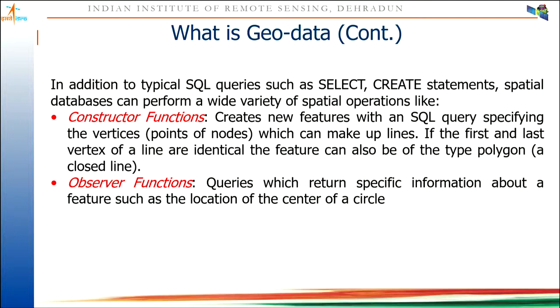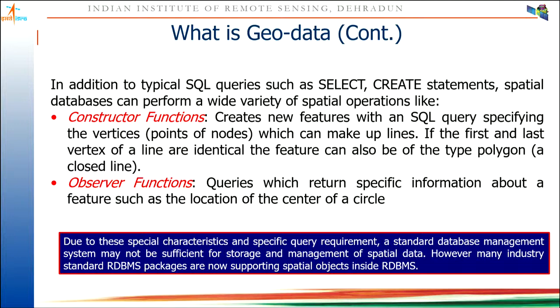Then the next important characteristic is the observer functions, which are queries that return specific information about features, such as the location of the center of a circle. For example, I am creating a circle using different coordinate points, but can I calculate the center of the circle automatically on the fly? Because ultimately I will not store this information in the database; it would be unnecessary storage in the system. So if there is a provision like an observer function, I can calculate any values by using functions or front-end tools. This is another important requirement.